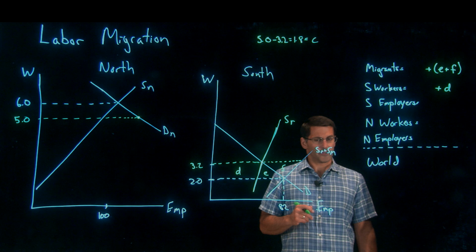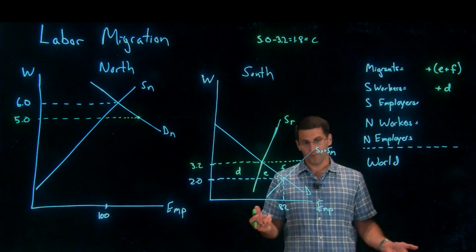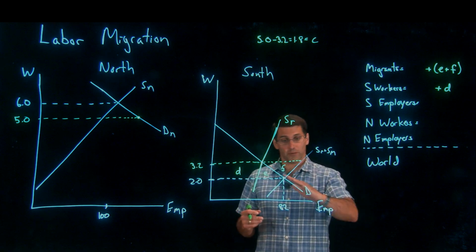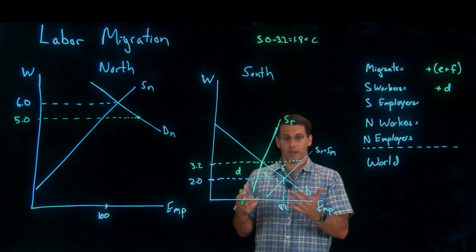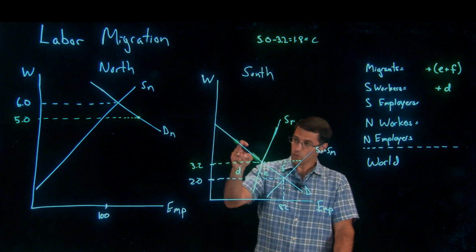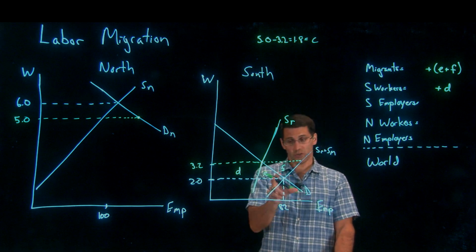What about the employers in the South? Well, the employers in the South, they're paying more, right? Now, the employers make up the demand for labor, right? Companies are the demand side of a labor market, right? The employers. So they're the ones who get the consumer surplus, right? They're the consumers of labor.